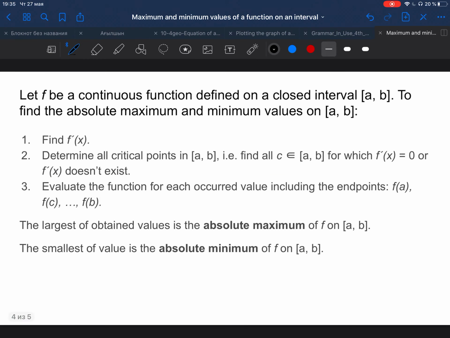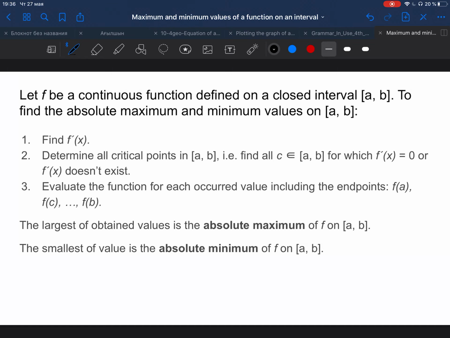Look at this. Now, these are the steps to find the maximum and minimum values on the interval from a to b. We have a continuous function defined on a closed interval [a, b]. To find the absolute minimum and maximum values, we follow these steps. Firstly, we need to find the derivative of f of x. Secondly, determine all critical points in (a, b), that is, find c in this interval for which f prime of x is equal to 0 or f prime of x doesn't exist.